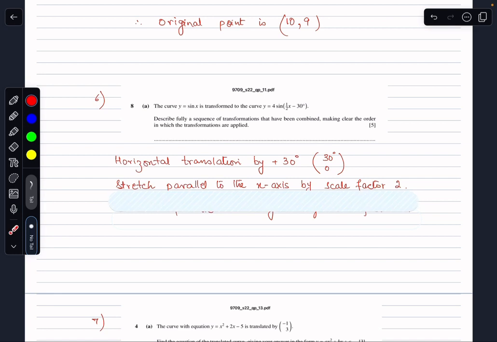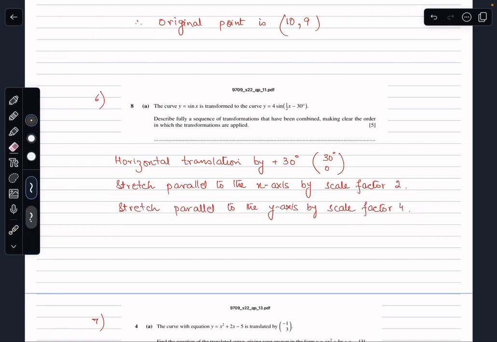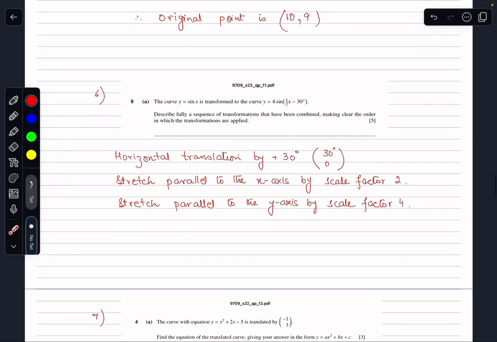Thirdly, I can see that there is a 4 here outside the sine function. So that shows that it's a stretch parallel to the y-axis by scale factor 4. So this is going to be the order, or the sequence of transformations, that have been applied to the function y equals 4 sine (1/2 x minus 30 degrees). So let's move to another question.